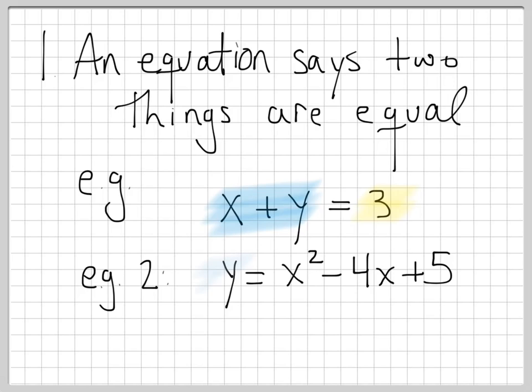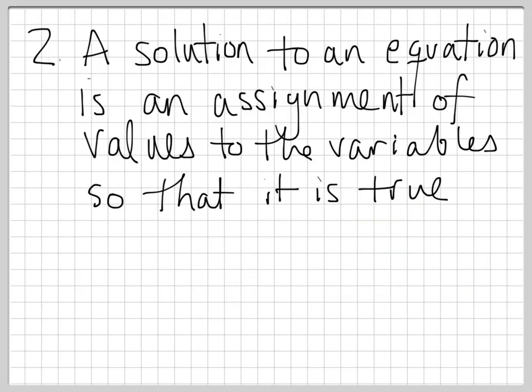Down here we have y is equal to x squared minus 4x plus 5. So anytime you see y, it's the same thing as x squared minus 4x plus 5. So that's one of the most important guiding things in the entire chapter that helps us manipulate equations so that we can get solutions to them.